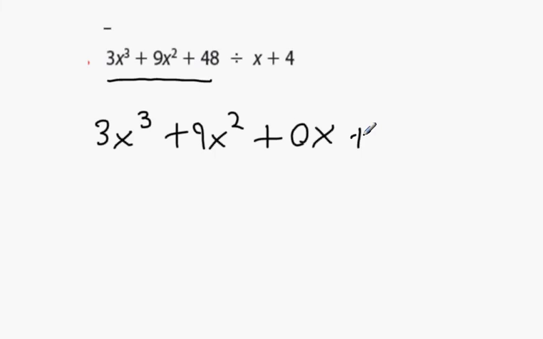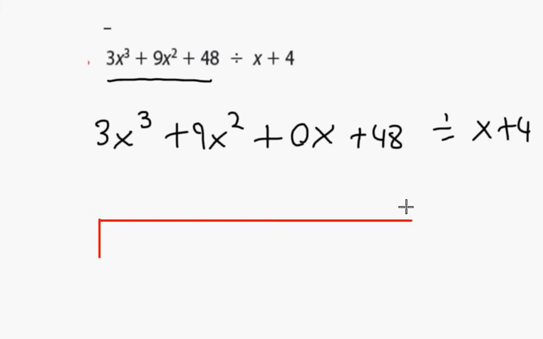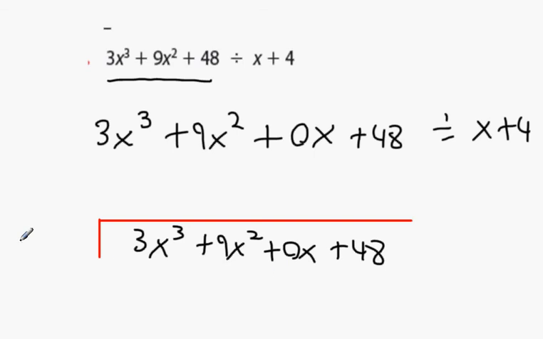Plus 0x plus 48. Does everybody understand what I did there? No. What you always do is you put in 0x, okay? You put in the x value anyway. But because it's 0x, it might as well not be there. Now, the reason why we do this is when we go into long division, it means everything is lined up properly. And I'll show you what I mean now. So this is 3x cubed plus 9x squared plus 0x plus 48. And we're going to divide that by x plus 4.